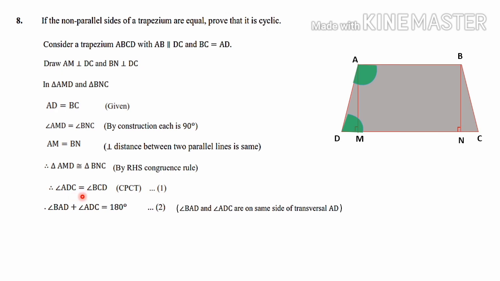The previous statement we have written as equation number 1, that is our CPCT. And now we have got a new statement by using the parallel lines property. Label it as equation number 2. Then you substitute. Here angle ADC is there. In place of angle ADC, we have to substitute angle BCD. That is, angle BAD plus angle BCD is 180 degrees.